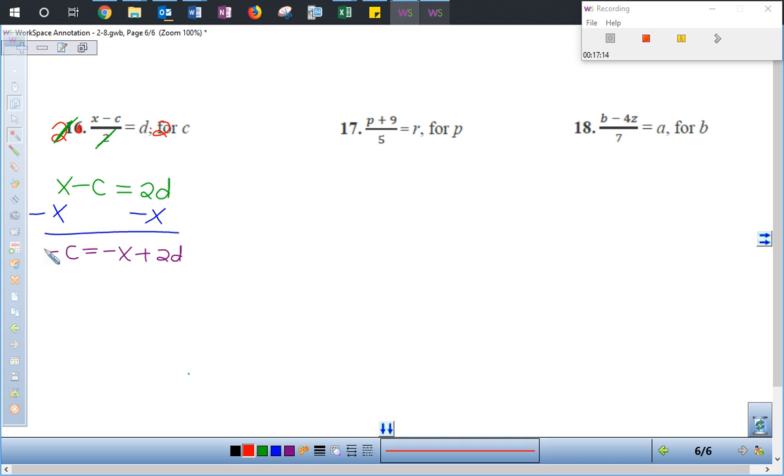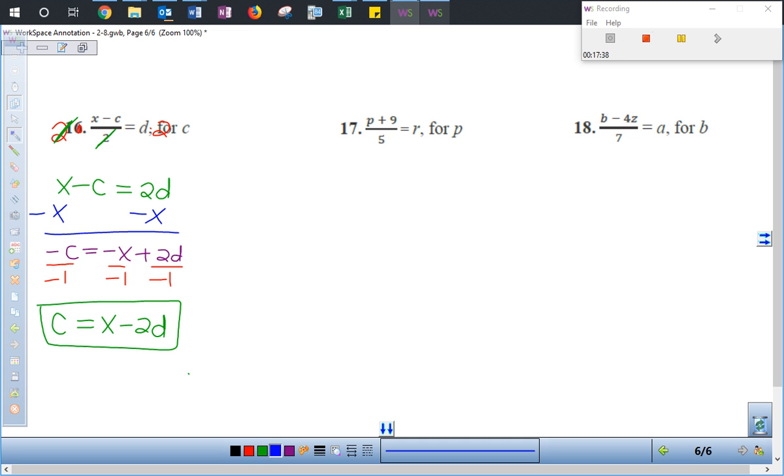Next, what I want to do is get this negative 1 away from this c. So I'm going to divide each term by negative 1. And a negative c divided by a negative 1 is a positive c, equals a negative x divided by a negative 1 is a positive x, and a positive 2d divided by a negative 1 is a negative 2d.